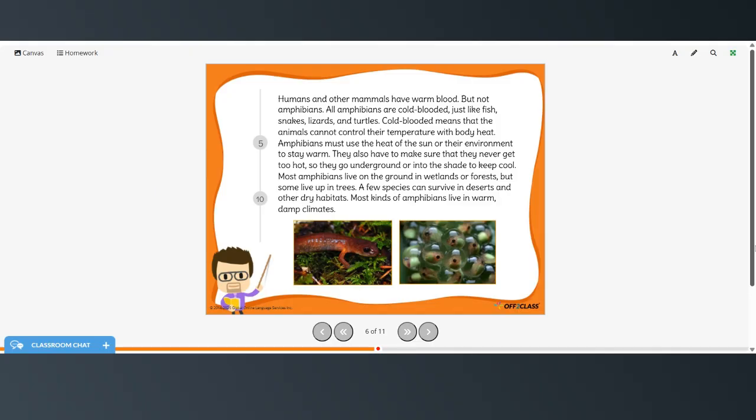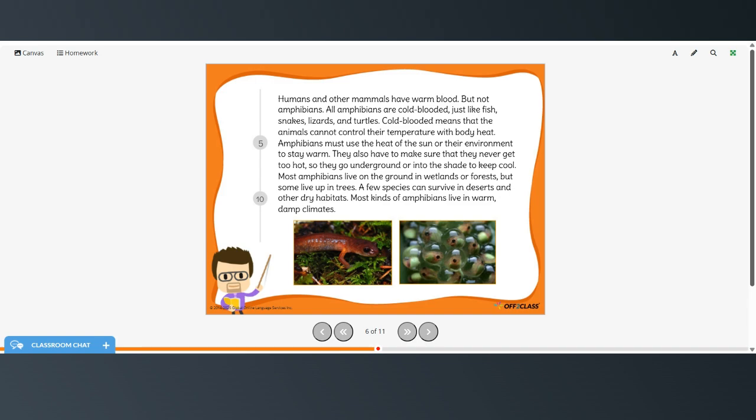Humans and other mammals have warm blood, but not amphibians. All amphibians are cold-blooded, just like fish, snakes, lizards, and turtles. Cold-blooded means that the animals cannot control their temperature with body heat. Amphibians must use the heat of the sun or their environment to stay warm. They also have to make sure that they never get too hot, so they go underground or into the shade to keep cool.